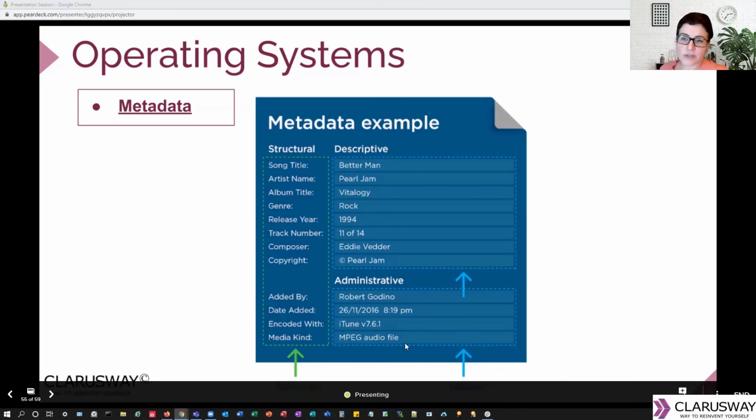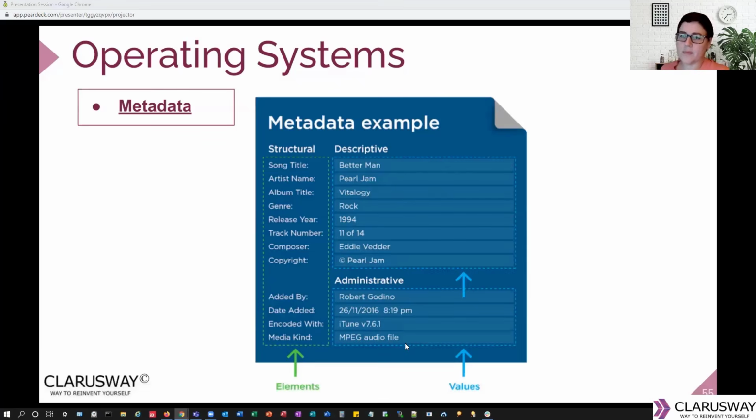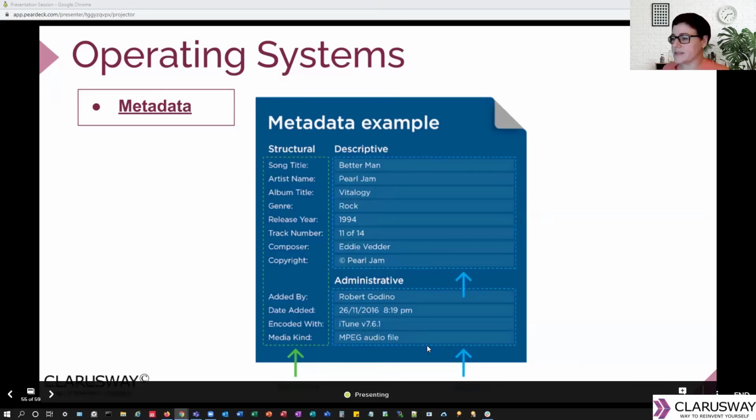So that goes to that file extension. So you will see for music, they have MPEG file extensions. This is that type of media.